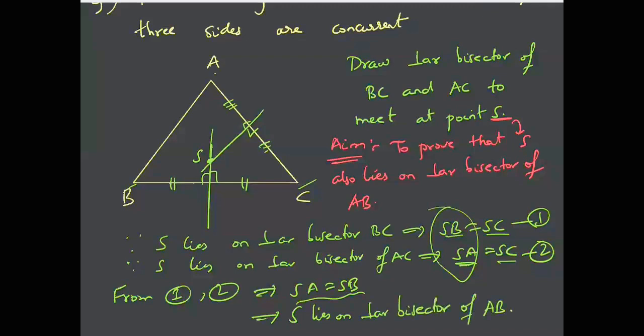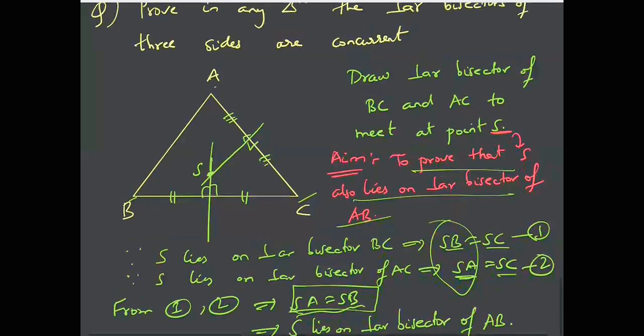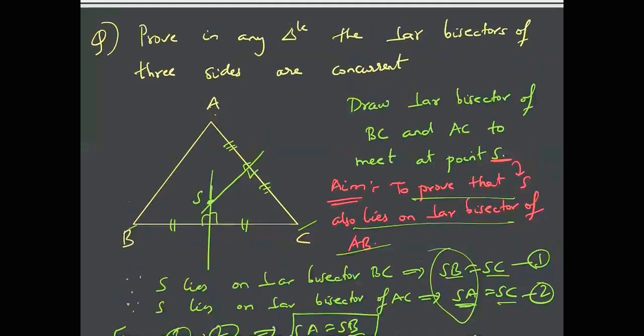Because we have already discussed that if there is any point which is equidistant from A and B, then that point must lie on the perpendicular bisector. So since SA is equal to SB, I can say that S must lie on the perpendicular bisector of AB. Okay. So this was our aim, to prove that S lies on the perpendicular bisector. So what we have done is to prove that the perpendicular bisectors of three sides are concurrent.